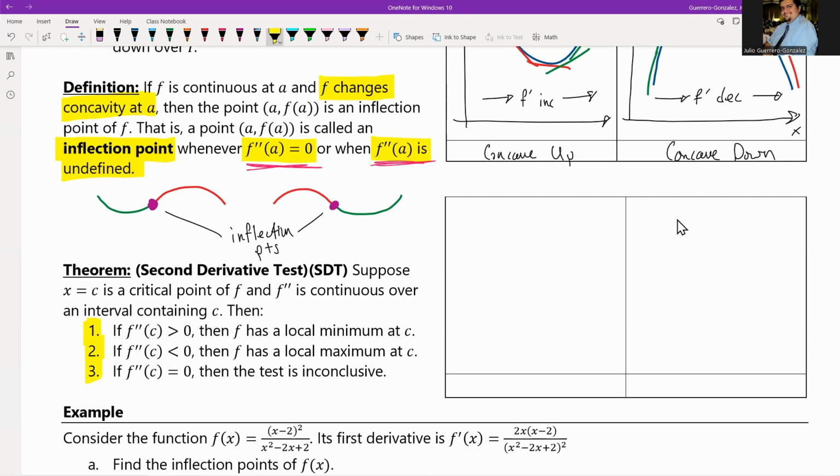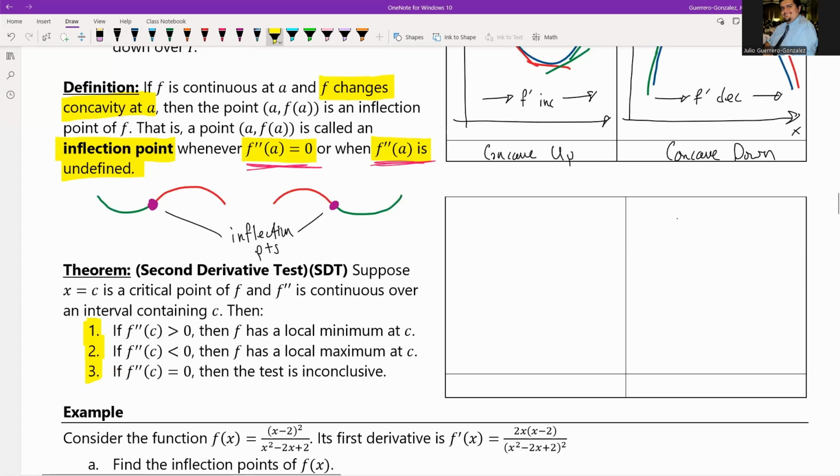These look sort of opposite of each other, and they feel opposite from each other, right? But this is it. Whenever you write them down, make sure you write them down in the right order. So if the double prime is bigger than 0, you have a minimum, and if you have a double prime less than 0, you have a maximum.